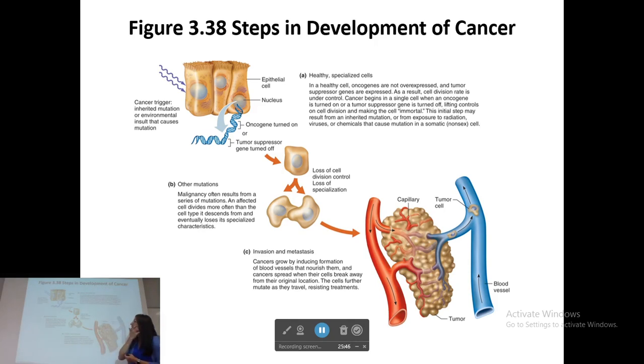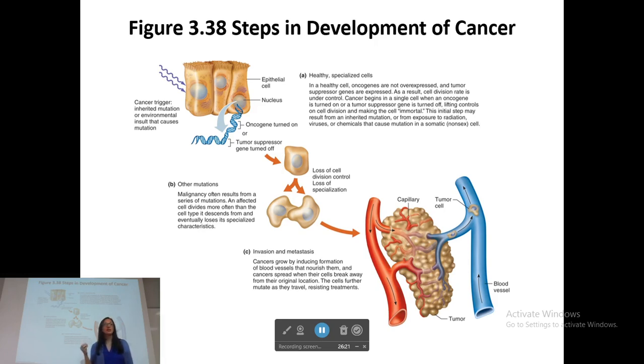Okay, so here are those steps in the development of cancer. So we start out with healthy, specialized cells, right? And something triggers a change in the DNA. What are some things that you know that can cause cancer? Things that you've heard of that can cause cancer? The sun, right. Exposing your skin to the sun and getting sunburned damages your DNA, okay?